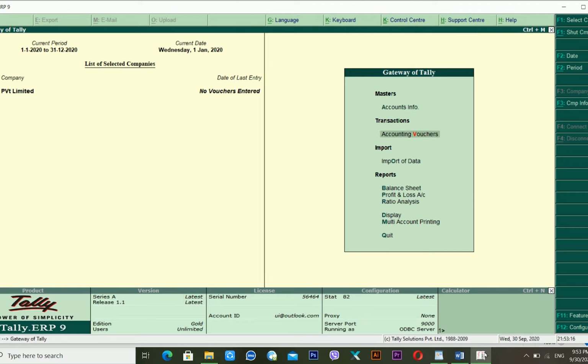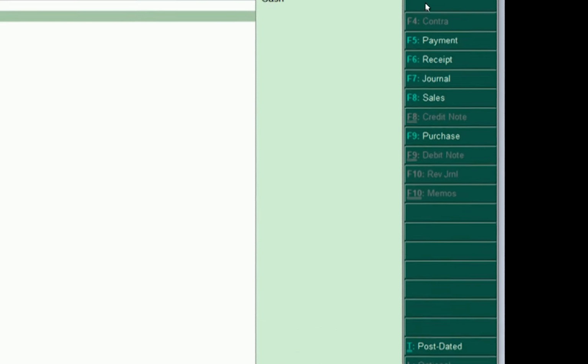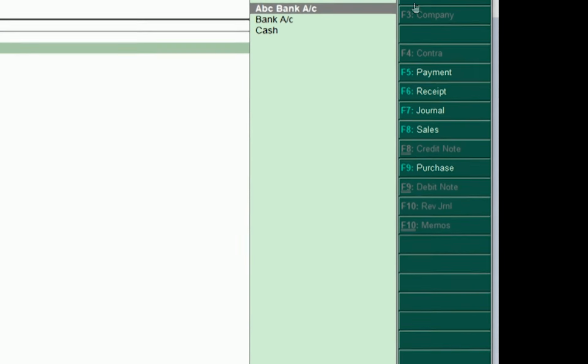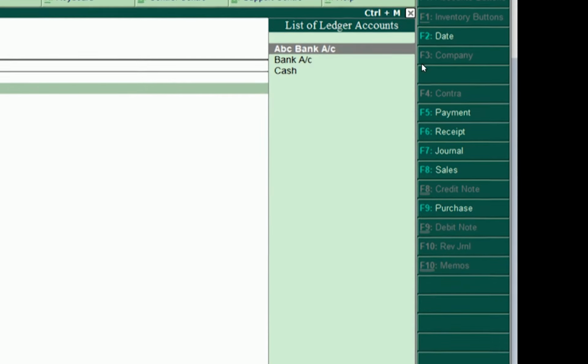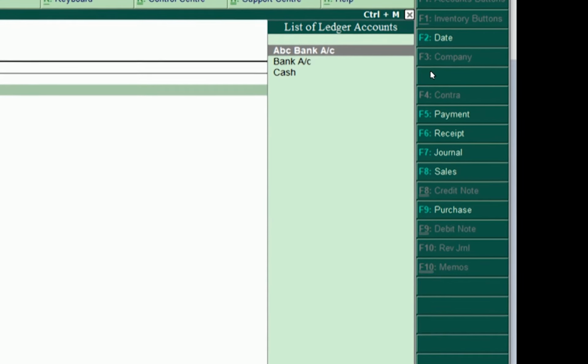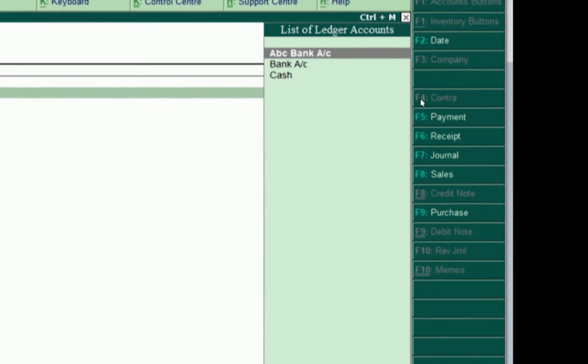So I'm just going to Accounting Vouchers, and now you can see here there are a few vouchers available on my right side. The first one is the F2 date button, and the second one is the contra voucher. For the contra voucher, you have to press the F4 button.